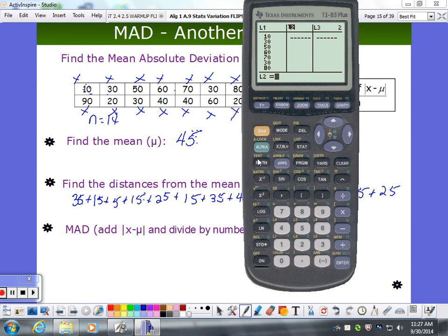See the map button under the alpha button? Press that. You move one to the right so it says num. See absolute? Press it. Absolute value of what? Everything in list 1. I press second, then I press 1.